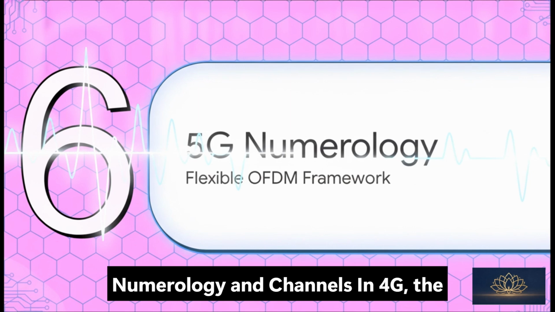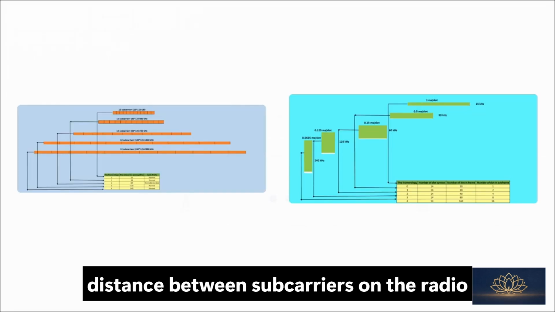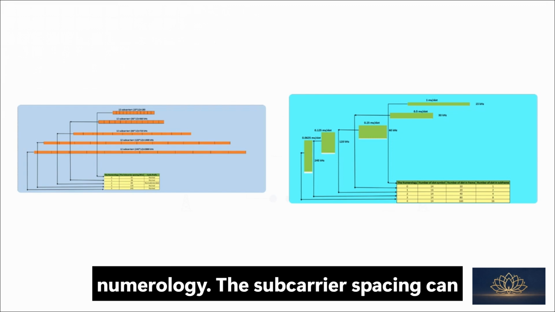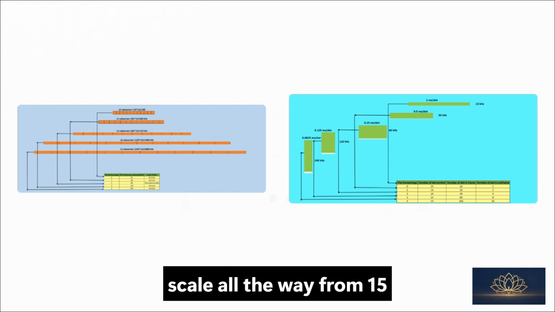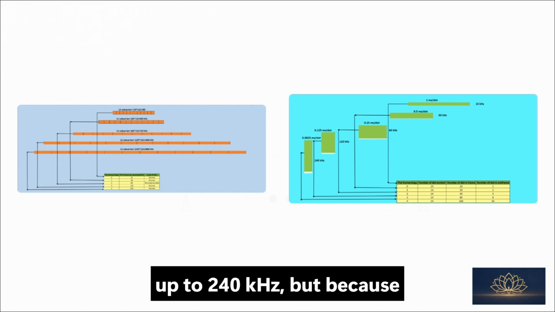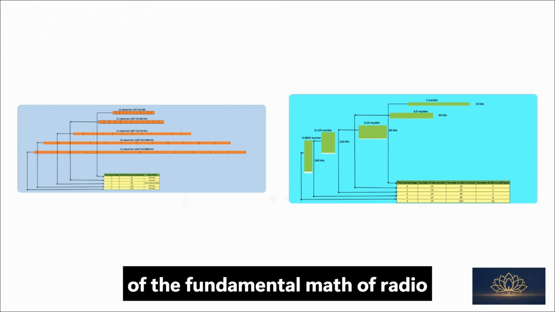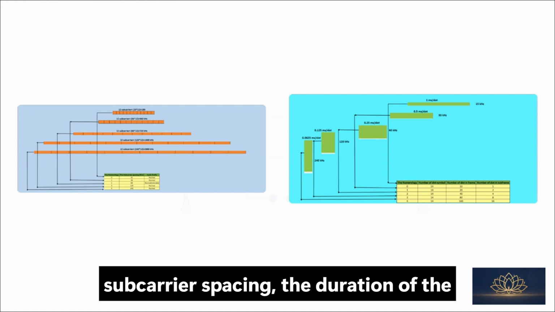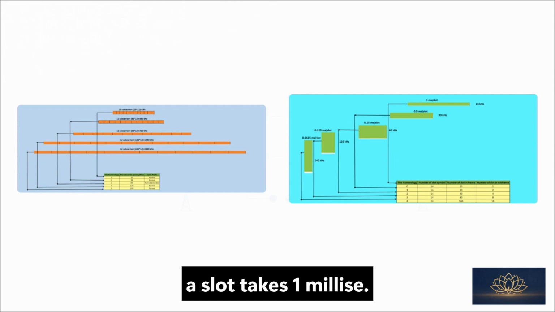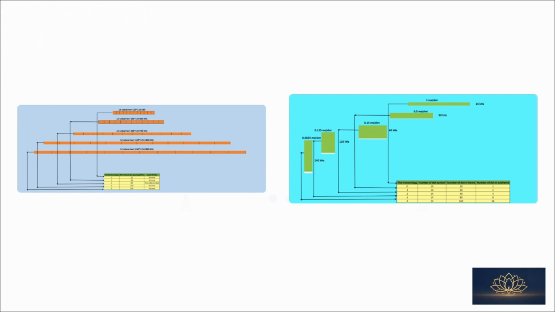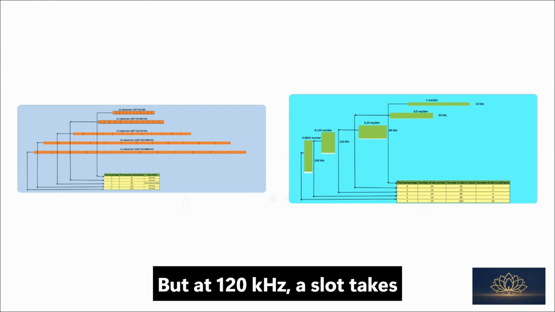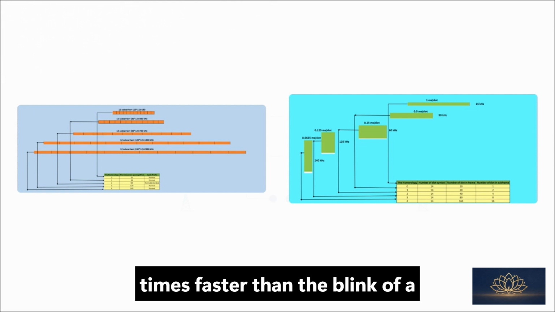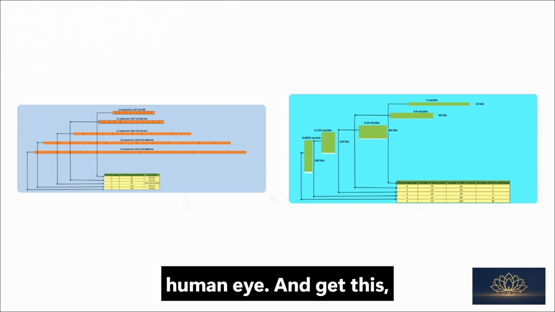Section 6. 5G numerology and channels. In 4G, the distance between subcarriers on the radio grid was locked in at 15 kHz. 5G, however, introduces flexible numerology. The subcarrier spacing can scale all the way from 15 up to 240 kHz. But because of the fundamental math of radio frequencies, as you expand that subcarrier spacing, the duration of the slot shrinks proportionally. At 15 kHz, a slot takes 1 millisecond. But at 120 kHz, a slot takes a mere 0.125 milliseconds. To put that into perspective, that is roughly 2,000 times faster than the blink of a human eye.